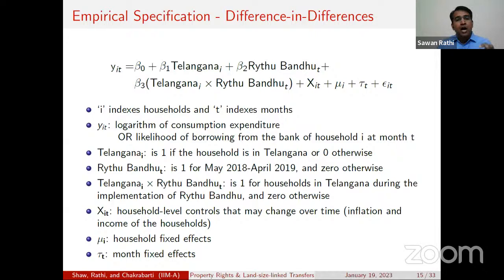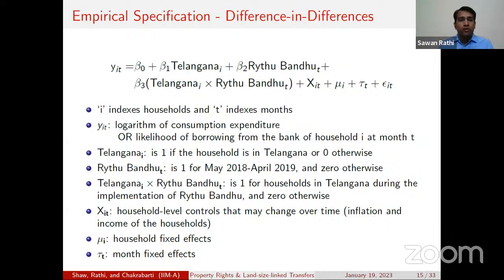Telangana takes the value 1 if the household belongs to Telangana and 0 otherwise. Raitu Bandhu is 1 if the transfer via Raitu Bandhu happened, because, as you know, the transfers happened from May 2018 till April 2019. That time frame keeps this variable as 1, otherwise it remains 0. The important variable is the interaction of Telangana times Raitu Bandhu transfers. Beta 3 is the coefficient we'll be looking at, which captures whether, if the household belonged to Telangana and was post Raitu Bandhu, there was a change in consumption expenditure or borrowing.